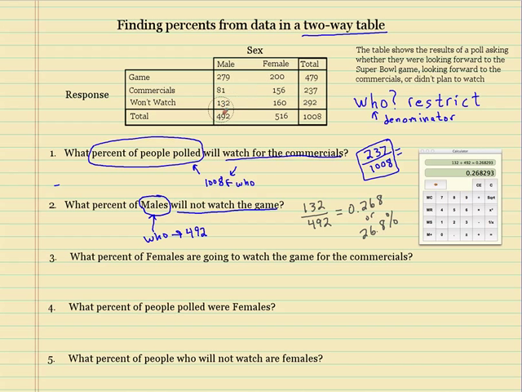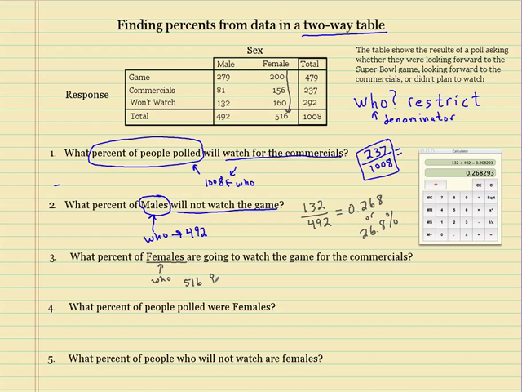These are fairly straightforward once you get used to them. But remember, you always want to restrict the who. Sometimes they could trick you a little bit, but for the most part, we'll go. What percent of females are going to watch the game for the commercials? Females will be my who. Now look at the chart. Make sure you're comfortable being able to tell how many females there are. These are your females up here, so you just go to the total.